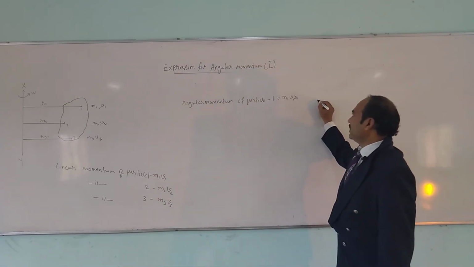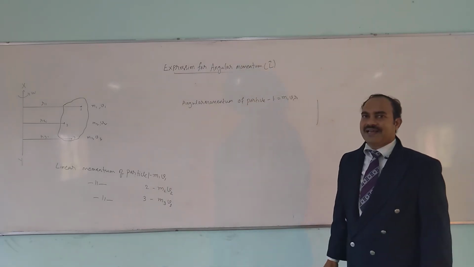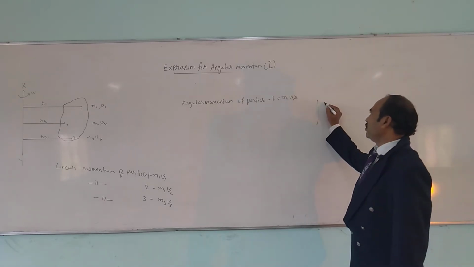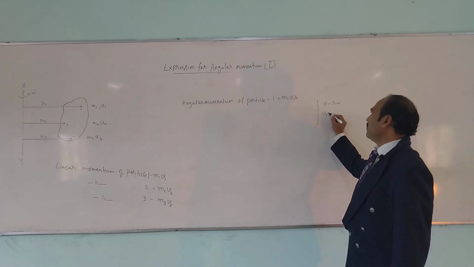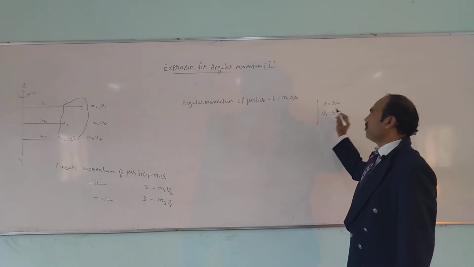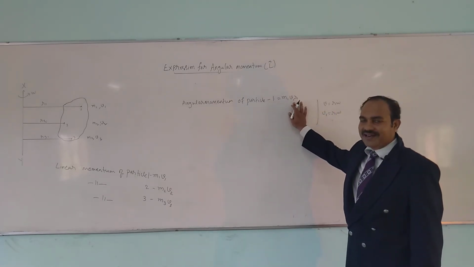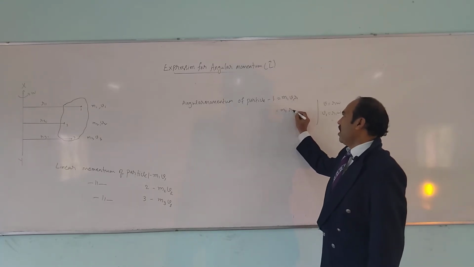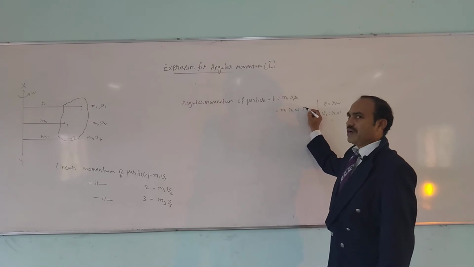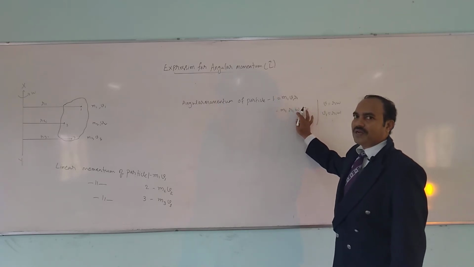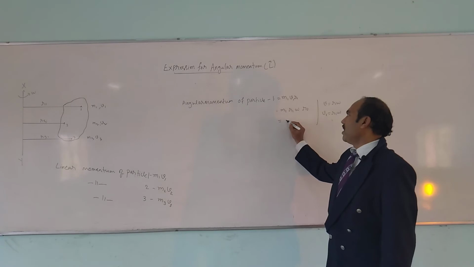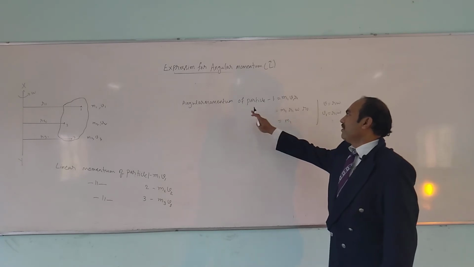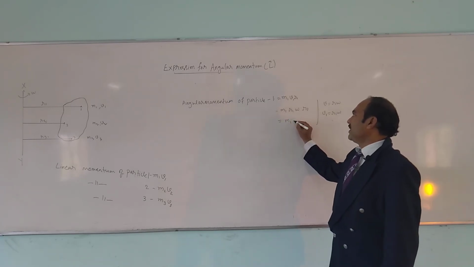Now we have a relation relating linear motion and angular motion. v is equal to r omega. So v1 is equal to what? r1 into omega. Instead of v1, I can write it as r1 into omega. So m1 into r1 into omega into r1. The product of r1 and r1 is r1 square. So the angular momentum of particle 1 is given by m1 into r1 square into omega.